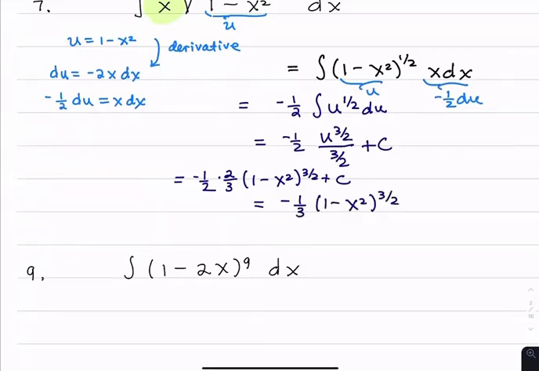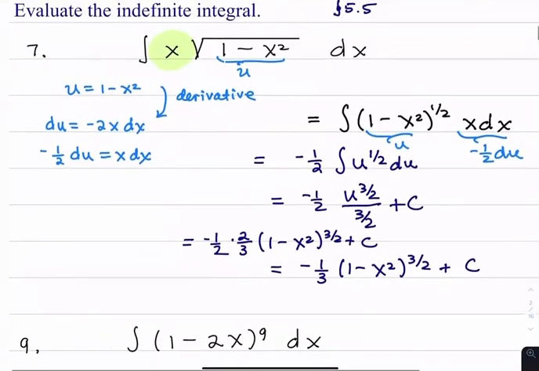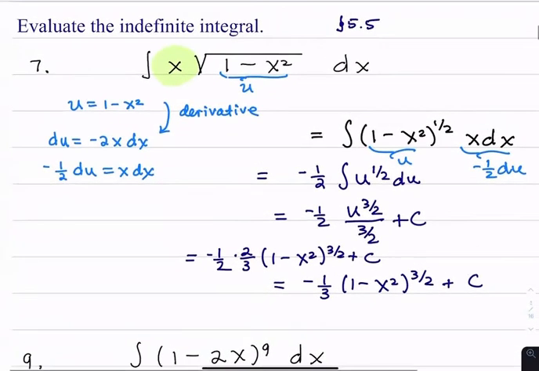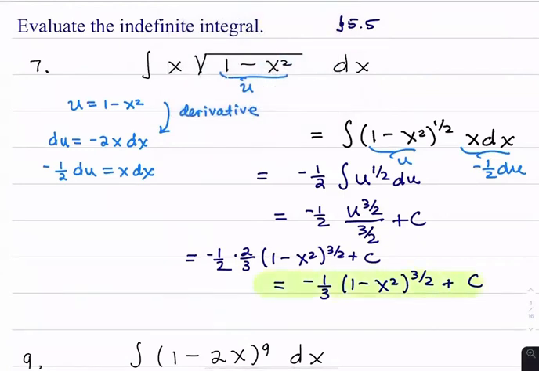Now, if you have time and energy, what you can do is take the derivative of this answer, this antiderivative, and see if you get x radical 1 minus x squared. That's what you should get if you take the derivative of our answer. We should get our original integrand, x radical 1 minus x squared.